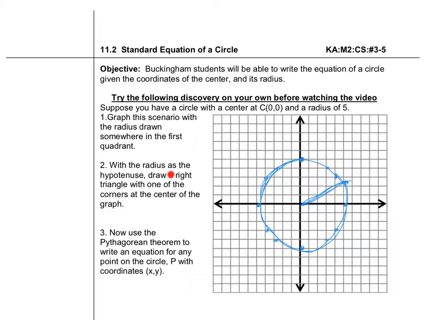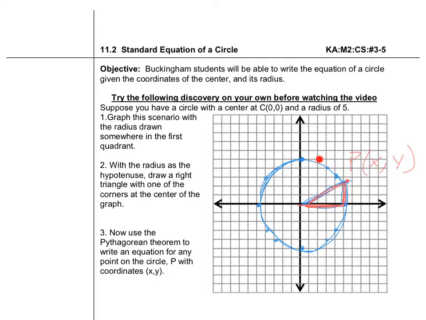And it says, with the radius as the hypotenuse, draw a right triangle with one of the corners at the center of the graph. So what they mean here is if we just draw a little right triangle in here like that. In fact, I'm going to go over it in red so we can see this a little bit better. See that right triangle in there? So now use the Pythagorean theorem to write an equation for any point on the circle P with coordinates x, y. So let's think about that. We're going to call this P, call this x, comma, y. And the reason we're doing that is because this point P represents any point along the edge of the circle.